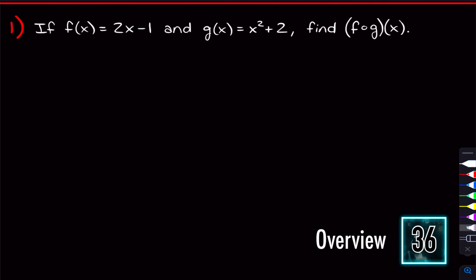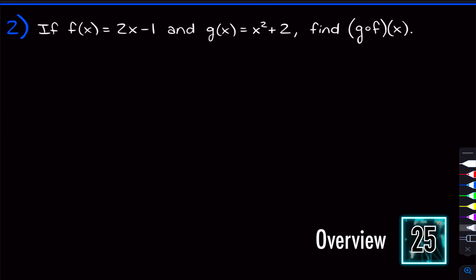By the end of this video, you're going to have no problem at all with compositions of functions. And in about 30 seconds, here's how this video is going to get you there. So we're going to start off with this first example where we're given f of x, we're given g of x, and we're asked to find f of g of x. And of course, we'll go over what all this gross notation actually means.